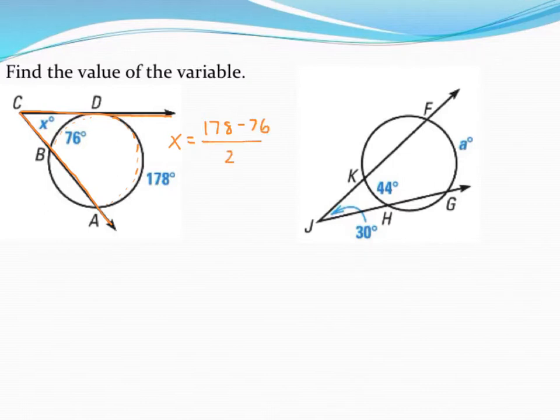So the big arc is 178 minus the small arc, and then I want to take half of that. So once again, I'll subtract my numerators first. So 178 minus 76 leaves me with 102. And half of 102 means that missing angle is going to be 51 degrees.